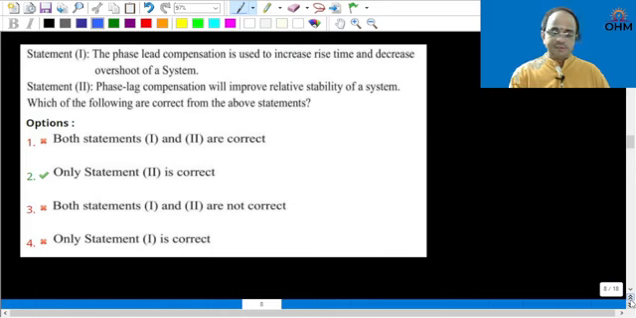Phase lag compensation will improve the relative stability of the system. This is also not a correct statement. Hence, in my opinion, both the statements are not correct. So option 3 will be the correct answer for this.